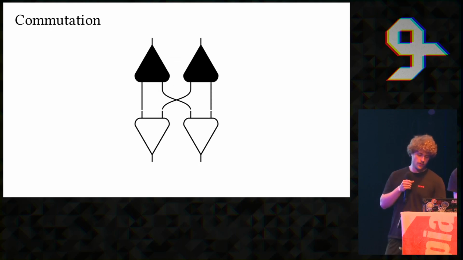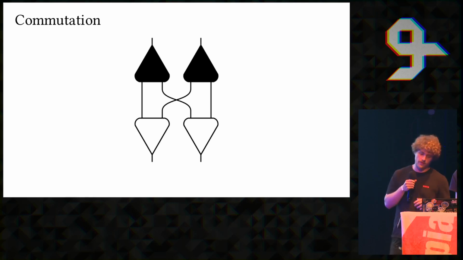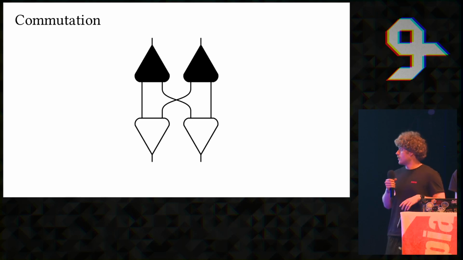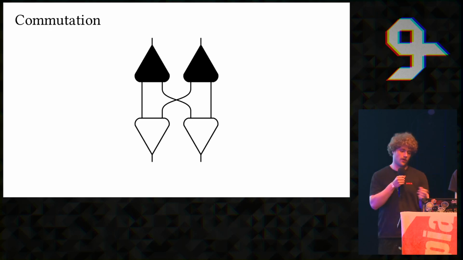And we end up with two principal ports from the duplicator, which then get connected to the auxiliary ports of the constructor. And the same, of course, goes for the auxiliary ports of the duplicator. And then also the auxiliary ports of both nodes get wired together.